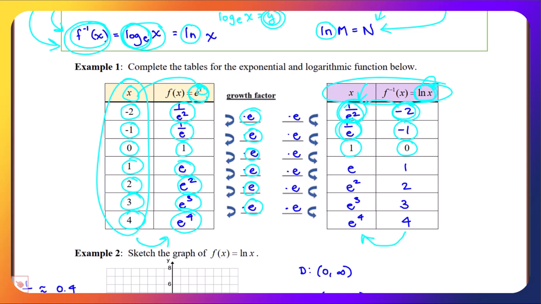And you can see that these are inverses of each other. Looking at the x values, the growth factor is x. Looking at the y values, the growth factor is multiplying by e. That's like switching the domain and the range.